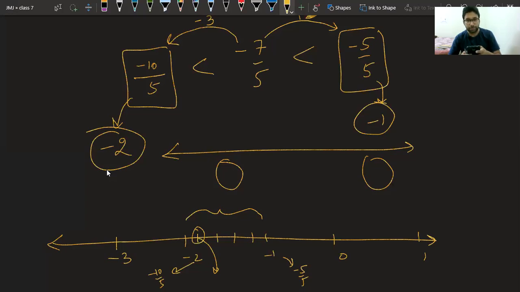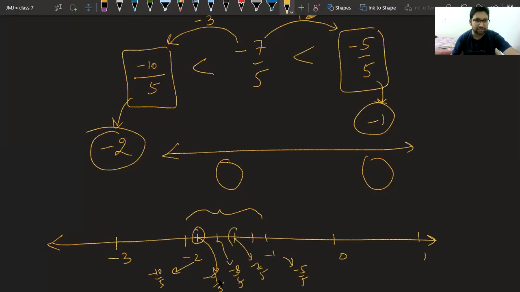Yes, it is minus 9 by 2. The next number is minus 9 by 5. Very good. This number is minus 8 by 5. This is minus 7 by 5.